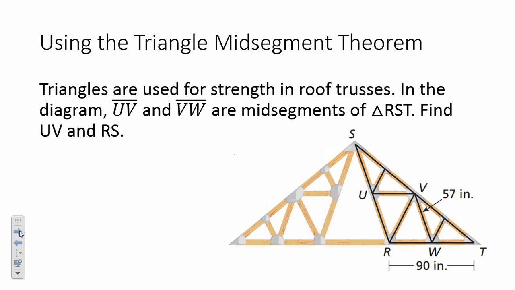So we have UV, which is a midsegment. UV is a midsegment. It's parallel to RT, correct? So how long is it going to be? Oh, that'll be 45. Why is it 45? 45 is half of 90.